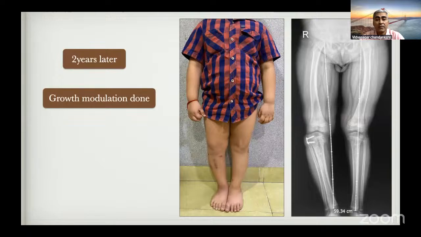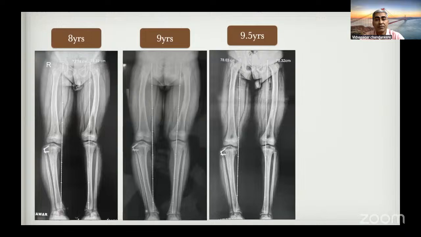And then 2 years later, after growth modulation, still not correcting, I waited 8 years, 9 years, 9.5. The mechanical axis deviation is correcting, but I'm still waiting for the correction here. Otherwise, I don't find any plateau depression here, which we initially saw. So there was a thick cartilage which probably got ossified with time. And I think we'll be running short of time.